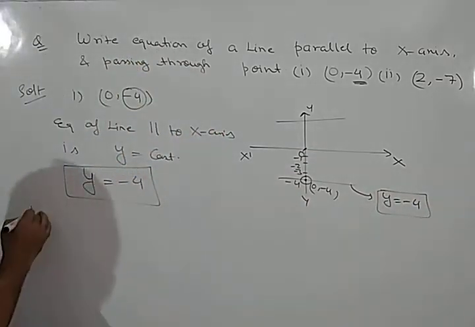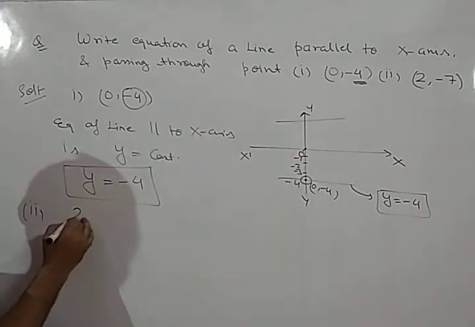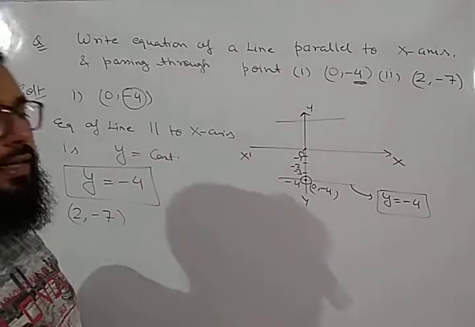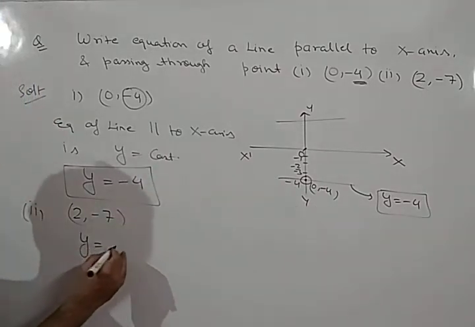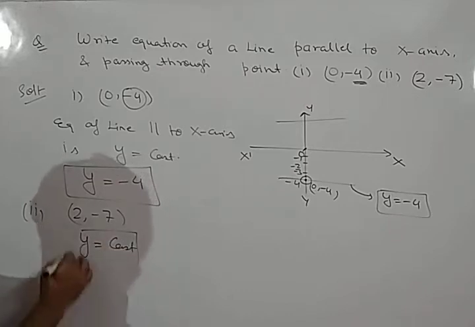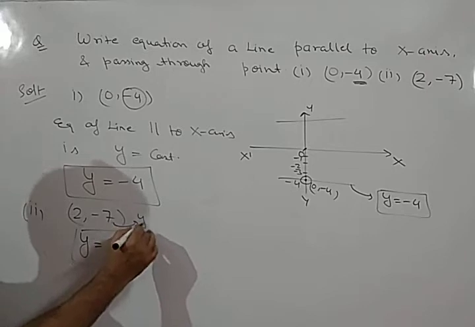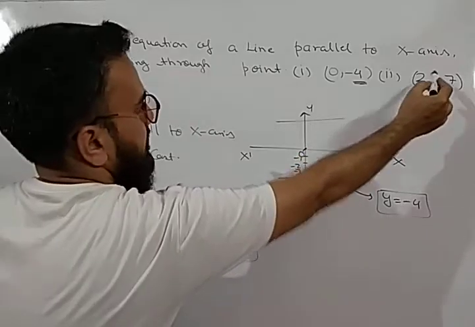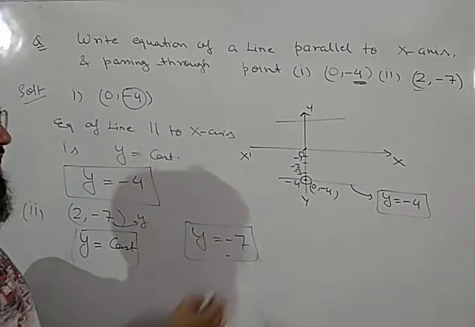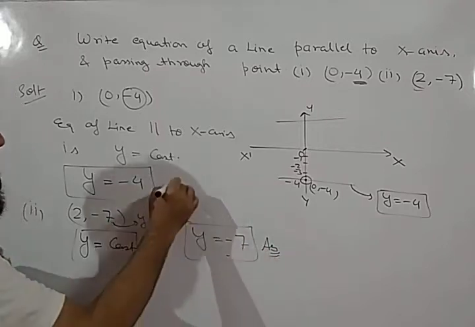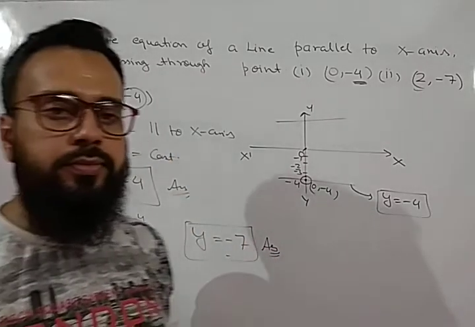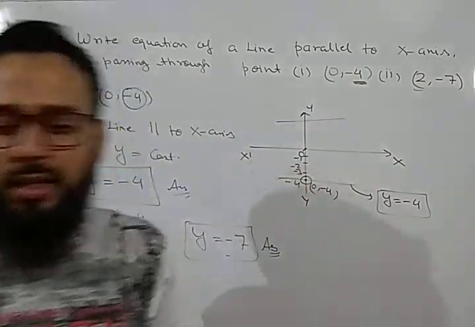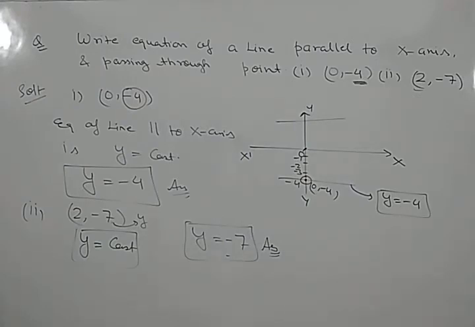Similarly, you can find the equation of the second line, which is passing through (2, -7) and is parallel to the x-axis again. The equation of any line parallel to the x-axis is given by y is equal to constant. And what is the value of y here? y is -7. So we can write y is equal to -7. This is the answer of the second part and this is the answer of the first part. Got it? These are very simple questions, but they are generally asked for 1 mark in your examination.